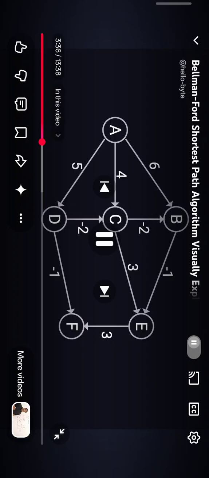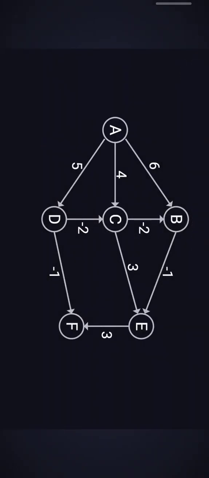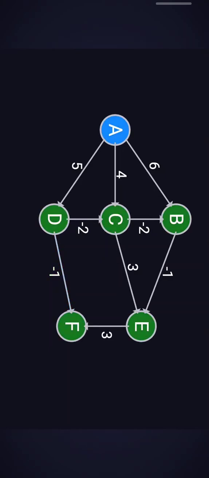The edges and their weights are shown in the diagram, and some of these edges have negative weights. For example, the edge from C to B has a weight of -2, and the edge from D to F has a weight of -1. Our goal is to find the shortest path from A to all the other nodes.